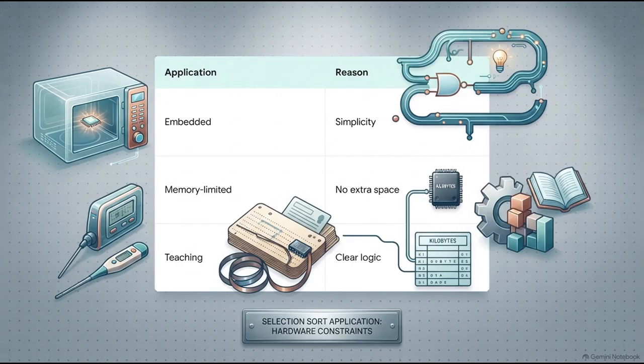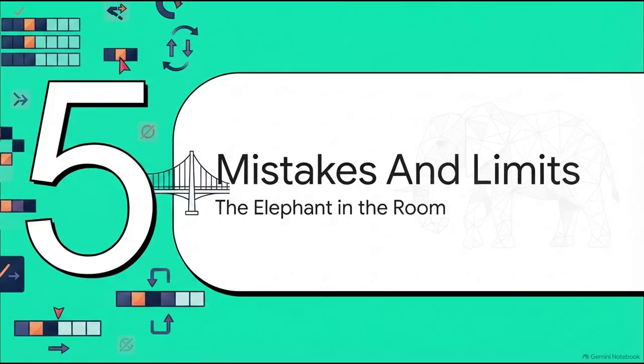Furthermore, in severely memory-constrained environments, selection sort is kind of a hero because it requires absolutely zero extra space to run. It does all of its sorting right there in the original list. It doesn't need to create a temporary copy of your data, which is a massive deal when you literally only have a few kilobytes of memory to work with. Part 5, common mistakes and limits.